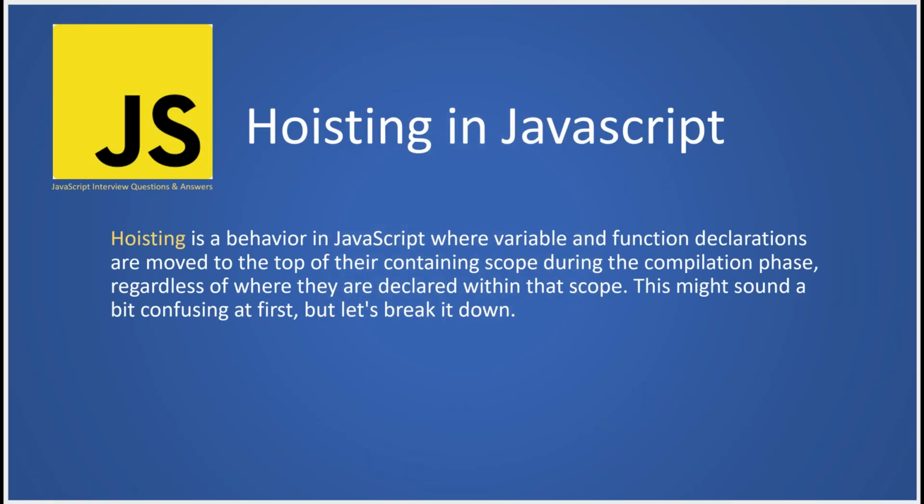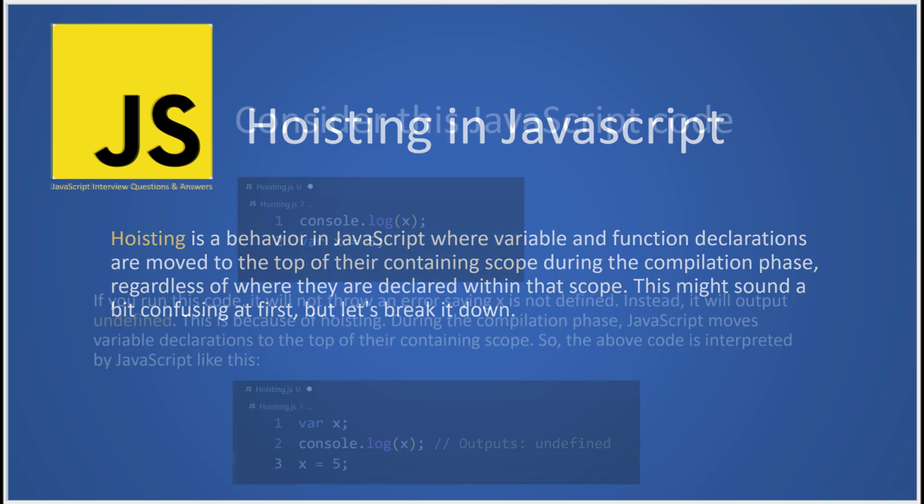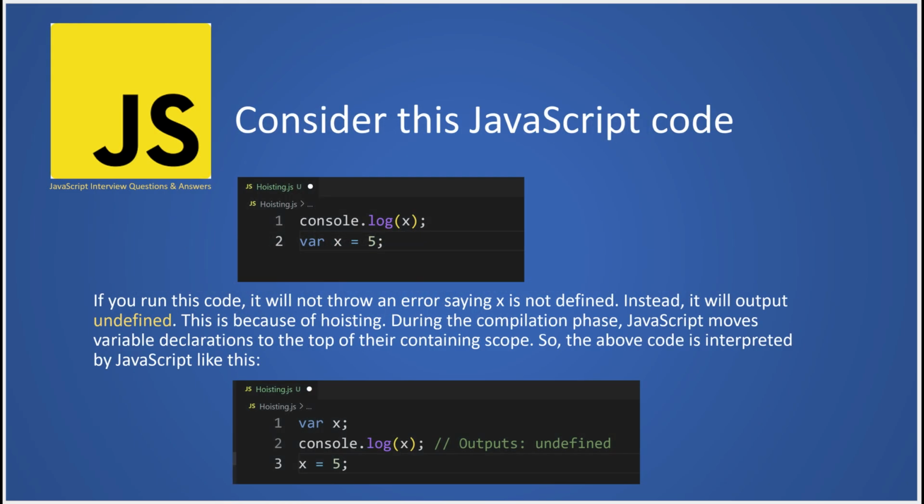Have you ever wondered why JavaScript allows you to use variables or functions before they are declared? The answer lies in a JavaScript behavior known as hoisting. Imagine writing a script where you log a variable x to the console before declaring it. You might expect an error, right? However, when you run this code, the output is undefined rather than an error. This unexpected behavior is due to the phenomenon of hoisting.